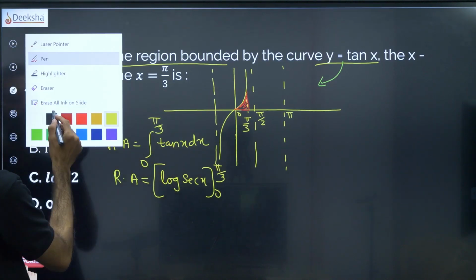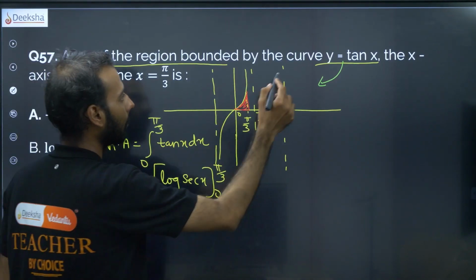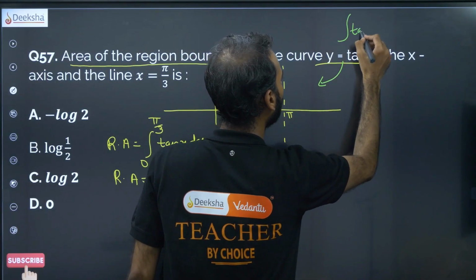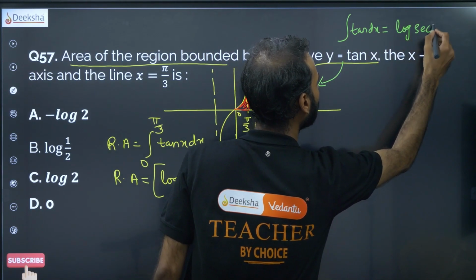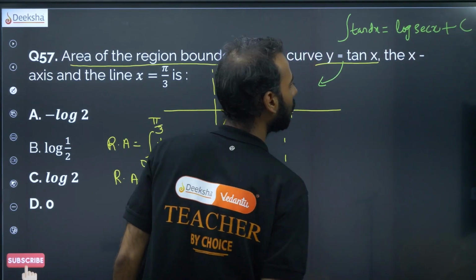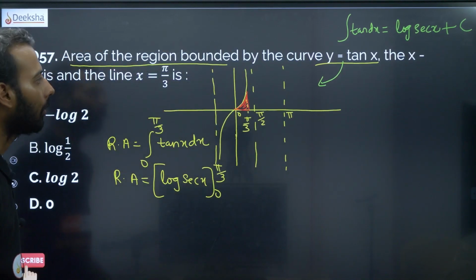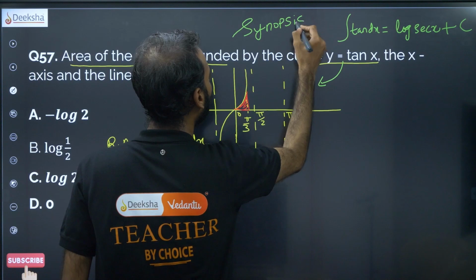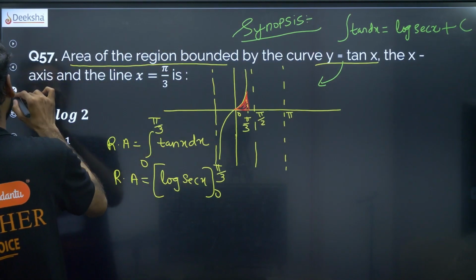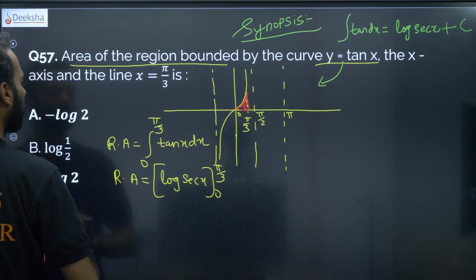Integration of tan x dx is log of secant x plus c. That is in the synopsis. That will come under the synopsis. You should know the synopsis very well. Without the synopsis, we cannot solve competitive problems.